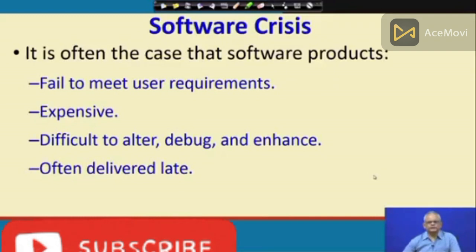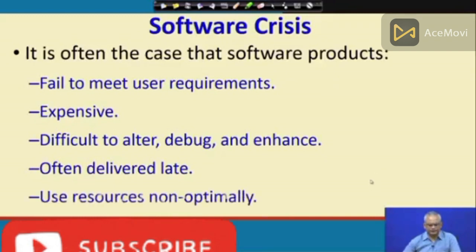It is very usual for software to be delivered late and to use resources non-optimally. Most of the software that you order or develop as part of a project has these symptoms: it rarely meets user requirements, turns out to be very expensive, is difficult to alter, debug and enhance, is delivered late and uses resources non-optimally.